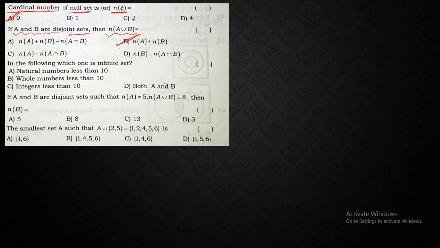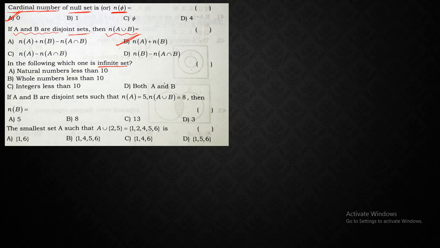Which one of the following is an infinite set? He is asking about an infinite set. Natural numbers less than 10 means you have the set 1 to 9, so we can count the number of elements, right? Next, whole numbers less than 10: 0 to 9, so we can count it.